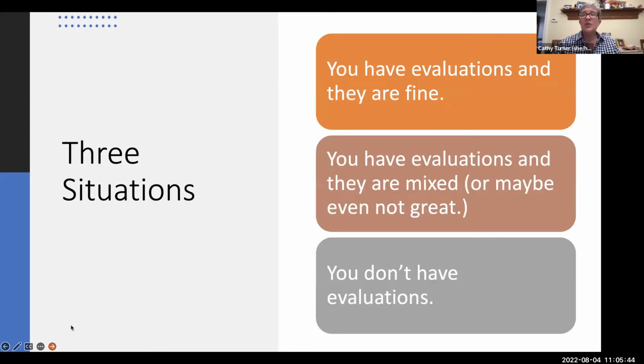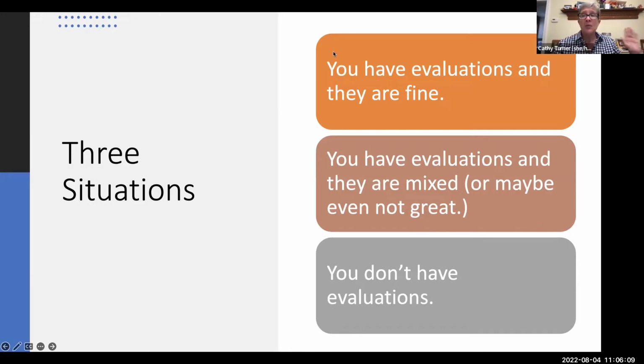So then I want to talk about 3 situations that you might find yourself in. The first one is you have evaluations and they're just fine. The second one is that you have evaluations and they're maybe kind of mixed, or they're even not great. And the third one is you don't have evaluations at all.